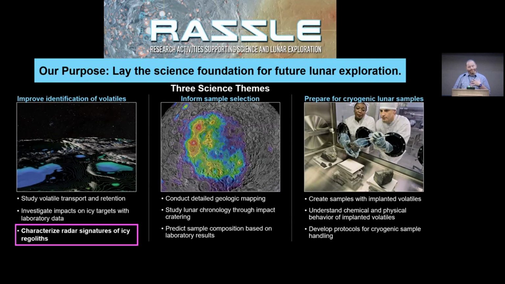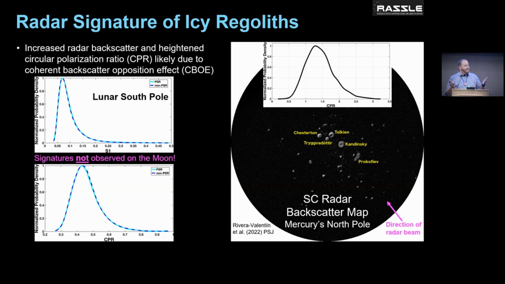Do we really? And sure, I'll concede that when we're talking about large volumes of water ice, we know how that should look. We have great examples on the Earth and a beautiful example over at Mercury. What I'm showing you here is an Arecibo S-band radar backscatter map in the SC, so the same circular polarization as transmitted. And this is for Mercury's North Pole. I'm highlighting some of the main craters there, and you see they're really pretty, really bright.